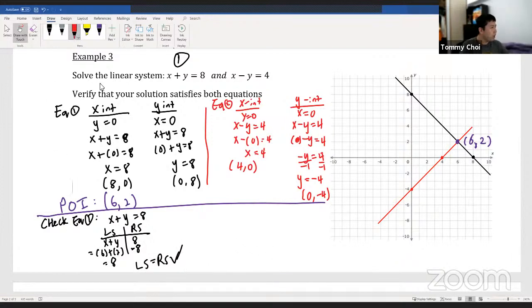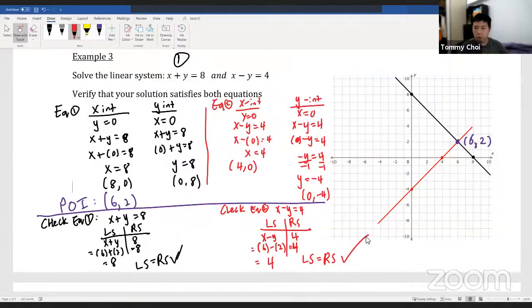Check. For our second one, check equation 2. We have our original equation as x minus y equals 4. So left side, right side table. Right side is 4, left side is x minus y. Plugging in my point, I get the x as 6 and the y as 2. And we're going to get 6 minus 2 is 4. And so left side equals right side. Check. We're done. So that is definitely the solution.